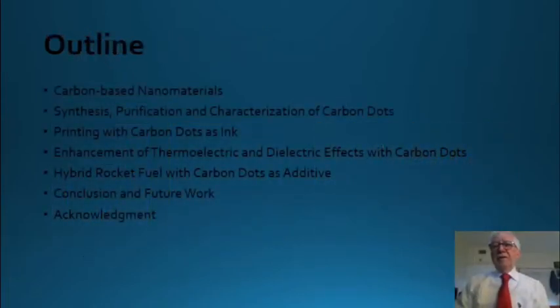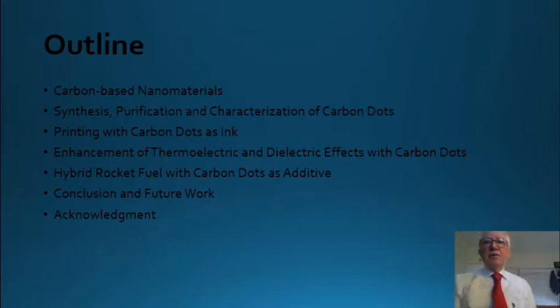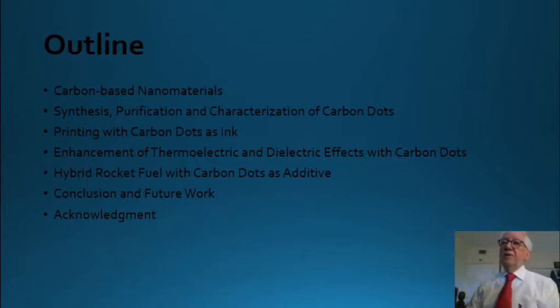And the next part is, during the last 12 months, we changed our orientation to study the application of carbon dust by looking at the enhancements of thermoelectric and dielectric effects, and second, by also looking at the possibility of having a good efficiency of our carbon dust in hybrid rocket fuel. So first, I would like to talk about the thermoelectric effect.